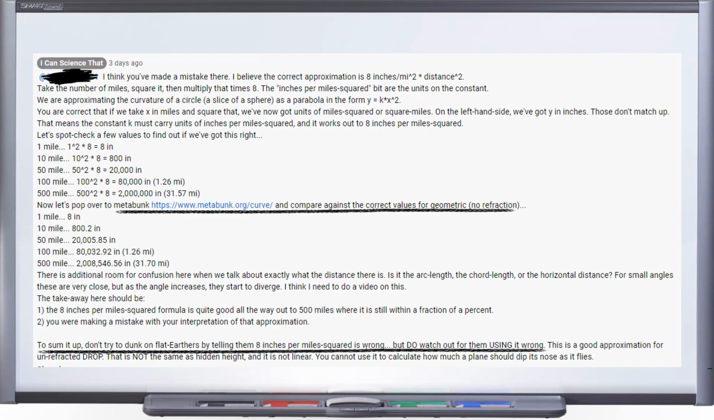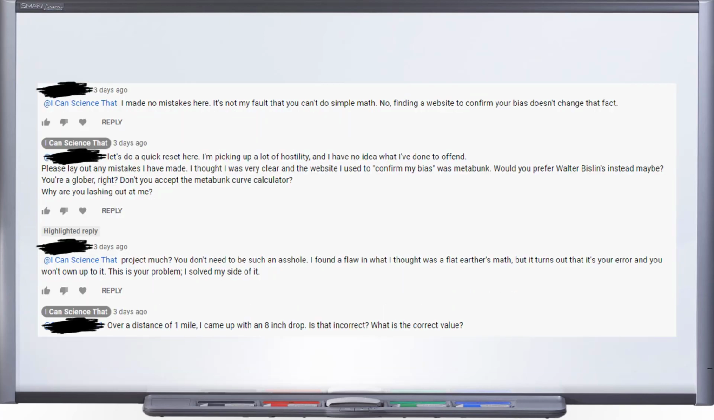8 inches per mile squared is a surprisingly accurate estimate for the drop distance over extreme distances. But the problem is that flat earthers use it for everything, even when it doesn't apply. And usually it doesn't apply. But what was the response? Here the response was that he had not made any mistakes. He insists he is correct still after I went to all that effort.